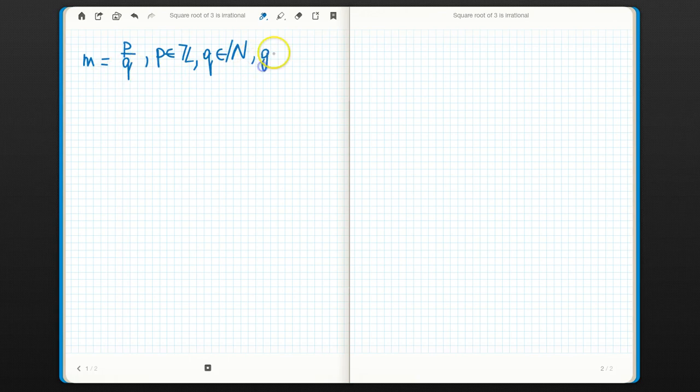We want the GCD, the greatest common divisor of p and q, to be equal to 1. Alright? So, why exactly square root of 3? I proved square root of 2 in German. You can check it on my site. And right now we want to ask ourselves, what about square root of 3?